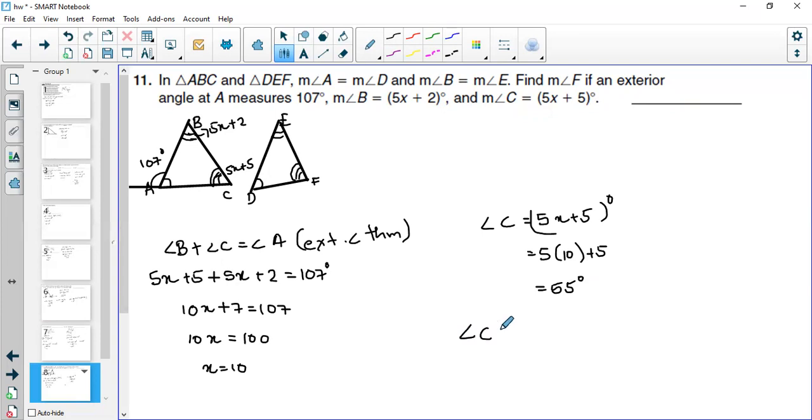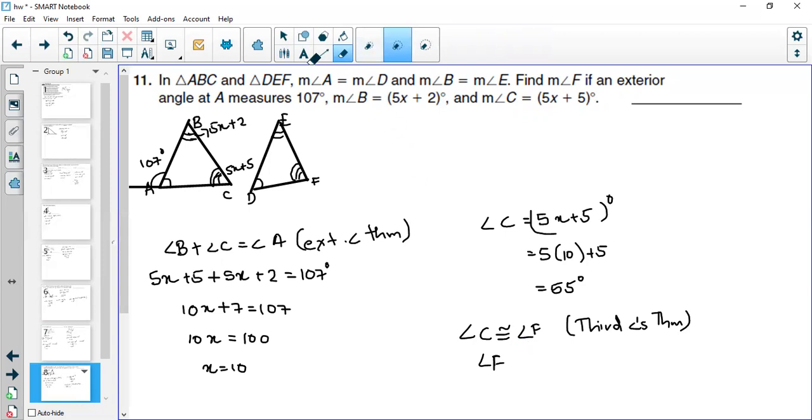Now I could say angle C is congruent to angle F due to the third angle's theorem. So angle F is also going to be equal to 65 degrees. Sorry, 55. Why did I write 65? It's 55. Because angle C is 55, so angle F is also going to be 55 degrees.